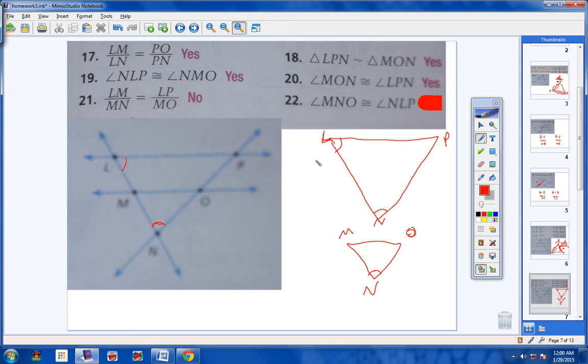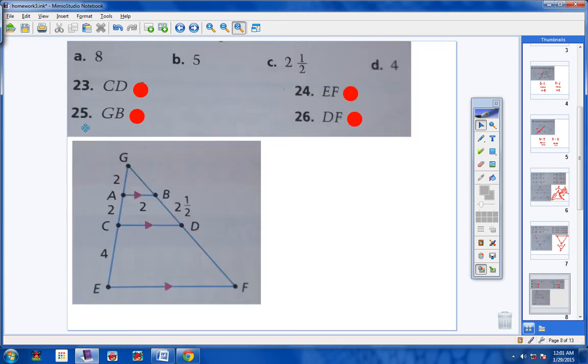But we do not have two angles in this triangle congruent to two angles in this triangle, so we cannot state the two triangles are similar. We don't have any alternate interior, alternate exterior, or corresponding angles congruent. So no, I see no way that we can state those two lines are parallel with just that information given. Alright, moving on to numbers 23 through 26.